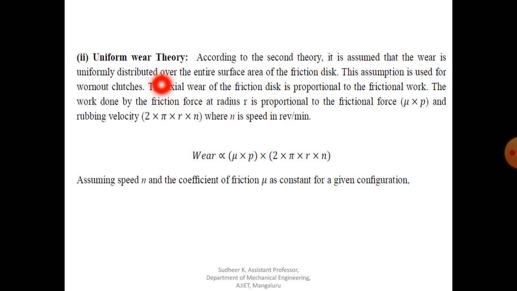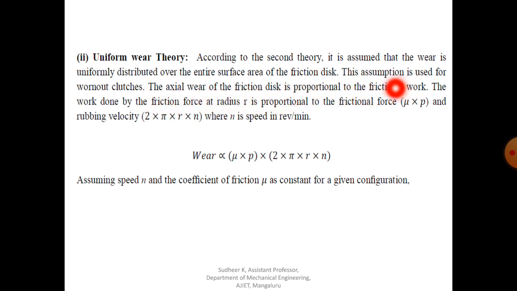because the uniform pressure theory is applicable only when the friction lining is new. When the lining is put into service, what will happen? There will be wear. Therefore a major portion of the life of the friction lining comes under the uniform wear condition. So it's more logical to use the uniform wear theory in the design of clutches if it is not mentioned properly. So this is one of the important things.